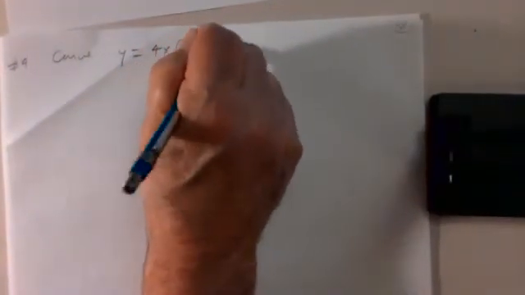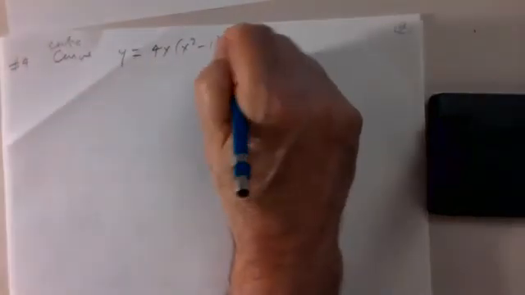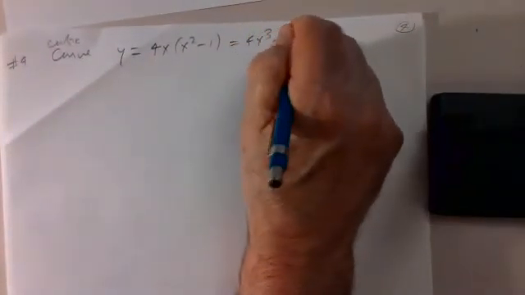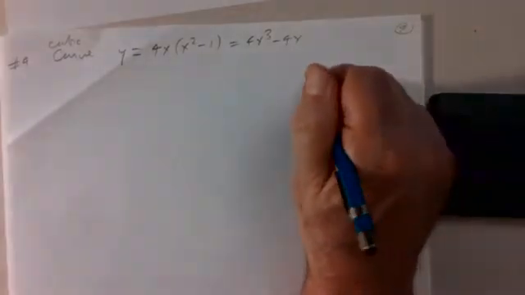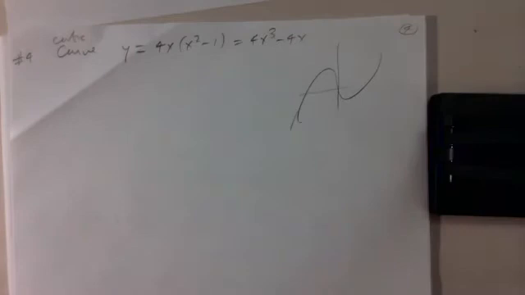Question 4. We have a curve y equals 4x times x squared minus 1. So this is a cubic curve. Of course, it's of degree 3, 4x cubed minus 4x. So we know the graph is going to look something like that, right? Roughly. That's what we know.